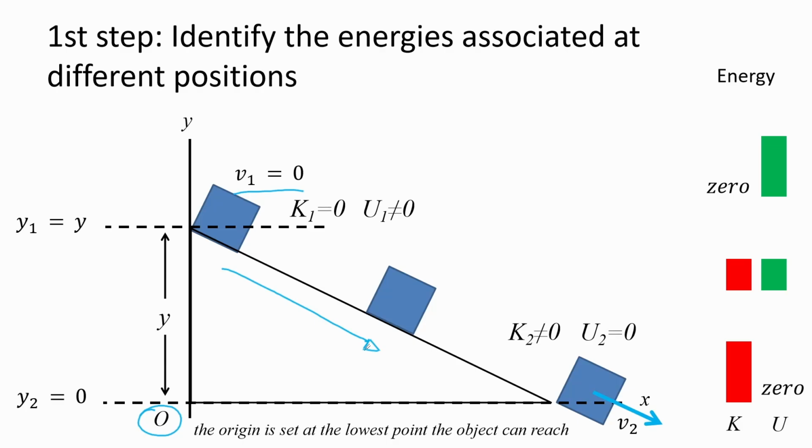The final position is at the bottom of the incline, where there is velocity but no height elevation. From there we know that at this point it has kinetic energy due to the presence of motion but zero potential energy due to gravity.